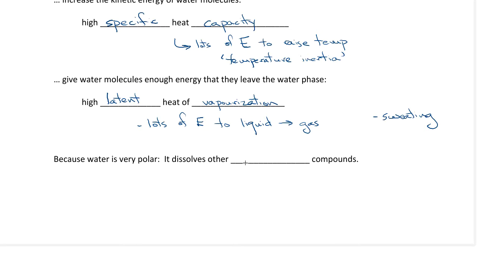Lastly, because water is very polar, it dissolves other polar compounds. You've probably learned in chemistry that like dissolves like. So let's say you had a sodium ion here, there's my sodium ion, and because it's positive, it's going to be surrounded by the negative parts, the oxygen part of water molecules, and that will solvate it or dissolve it. So polar, or in fact in this case charged molecules, ions or atoms, are very soluble in water.